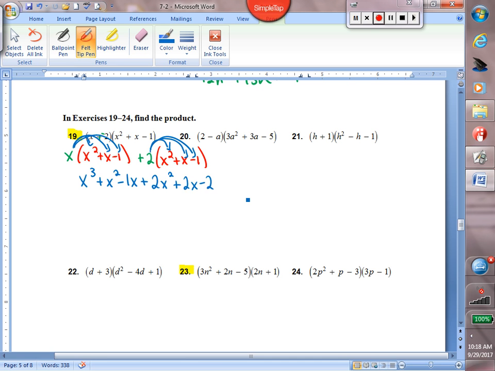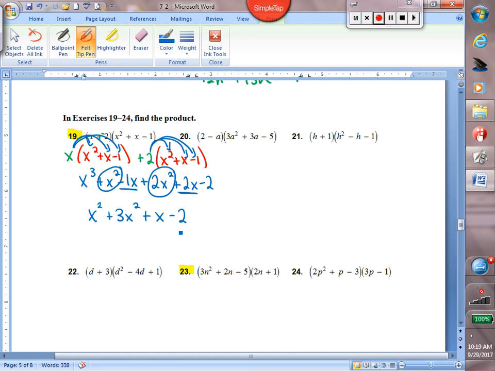Now I have to hunt through and find my like terms. I don't have any other x to the 3rd, so that's going to stay. But I do have a positive x squared and a positive 2x squared to give me 3x squared. I have a negative 1x and a positive 2x. That's going to give me positive x. You can write positive 1x if you'd like. And then I just have a negative 2 left on the end.